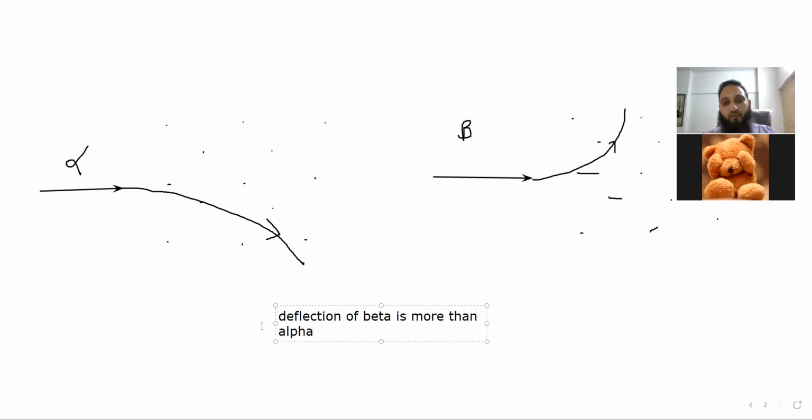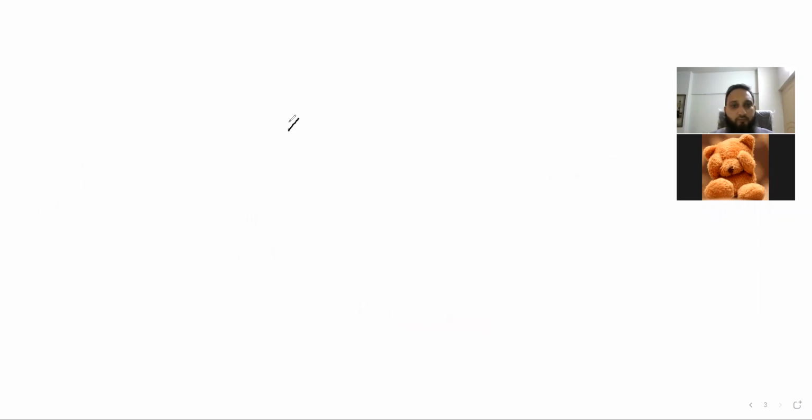Alpha is heavier and beta is lighter, so beta can deflect easily in the magnetic field. Say I have a magnetic field which is a cross, and both alpha and beta particles are entering the magnetic field from the same direction. A red arrow represents alpha and a blue arrow represents beta. Both enter the same magnetic field from the same direction.